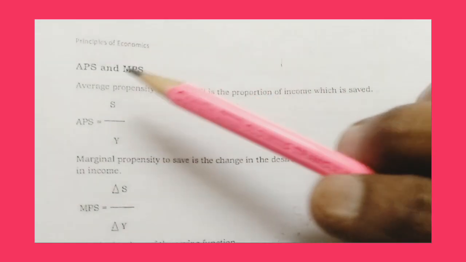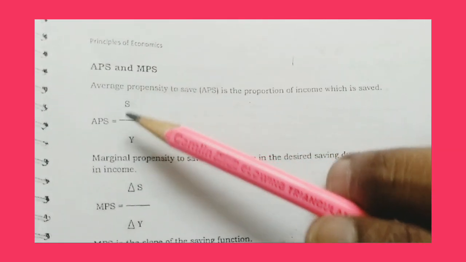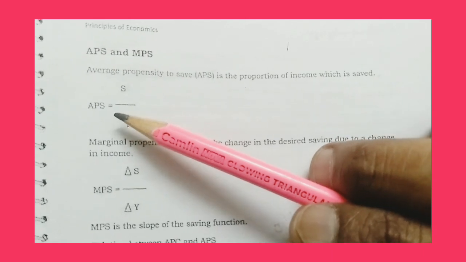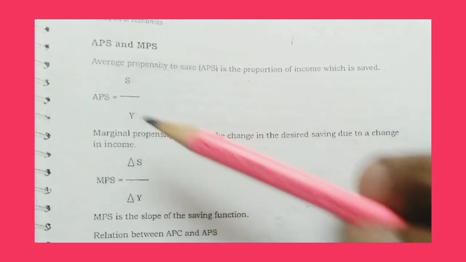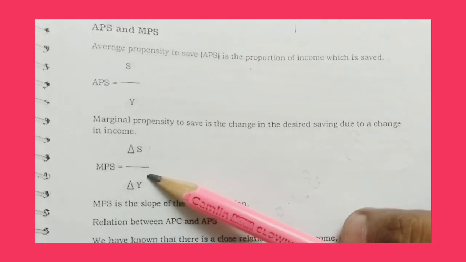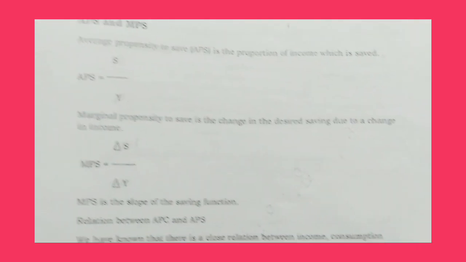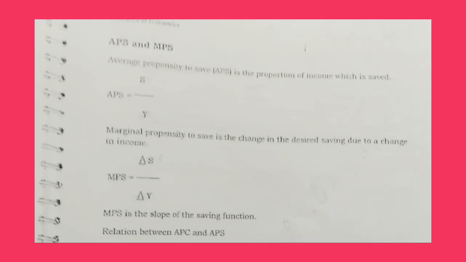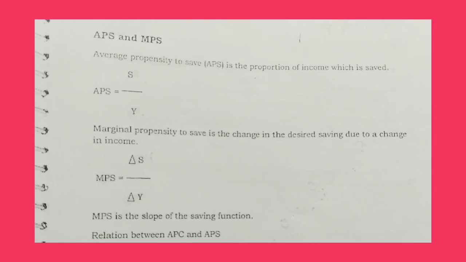Let's see average propensity to save and marginal propensity to save. The average propensity to save is the proportion of income which is saved. So average propensity to save is saving by income. The marginal propensity to save is nothing but delta S by delta Y, change in saving by change in income. So this is called a marginal propensity to save. The MPS is the slope of the saving function.